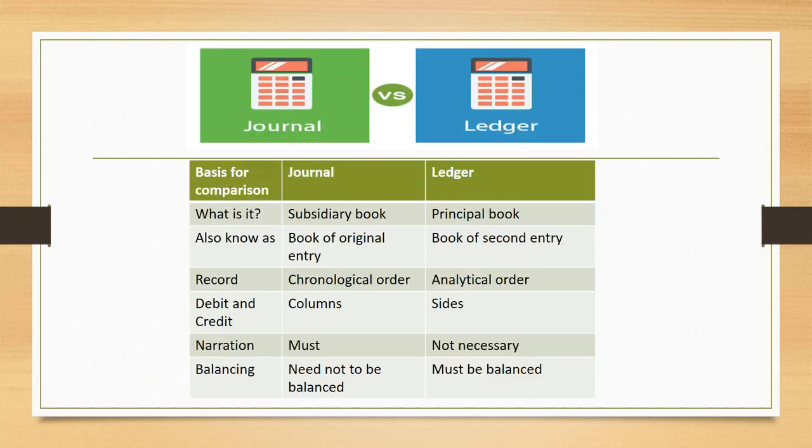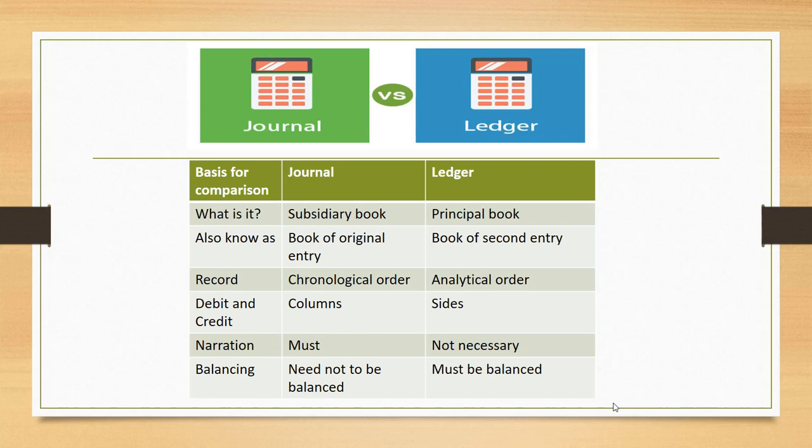Next is the difference between journal and ledger. Journal is a subsidiary book, ledger is a principal book. Journal is also known as book of original entry, ledger is book of secondary entry. Journal has debit and credit columns, but ledger has debit and credit sides.